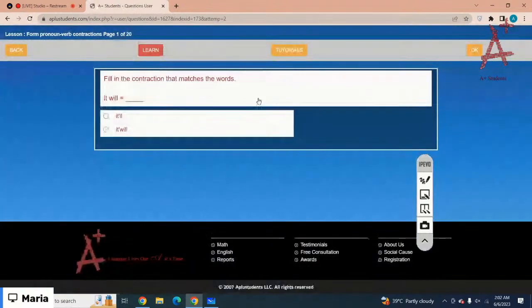Let's just start with the practice questions. Fill in the contraction that matches the words it will. So how do we write it will as a contraction? That is option number 1. You can write it as it'll. You can skip wi and you can put an apostrophe there. It would be it'll. Got it? Option number 1 is the correct option.